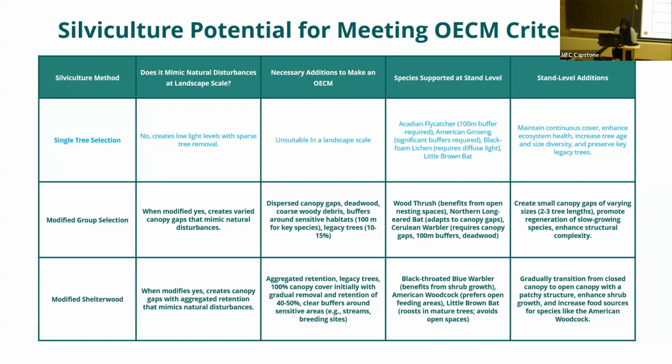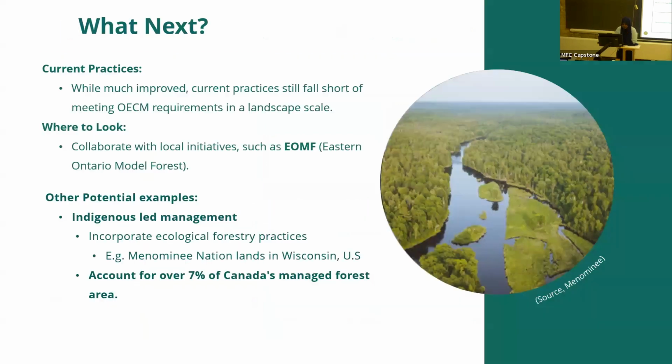Although single tree selection on a landscape scale is unsuited for OECM classification, as it does not effectively mimic natural disturbances, it can be applied on a stand level to promote heterogeneity within the forest, as well as support critical habitats such as those used by the American ginseng that requires low levels of disturbance.